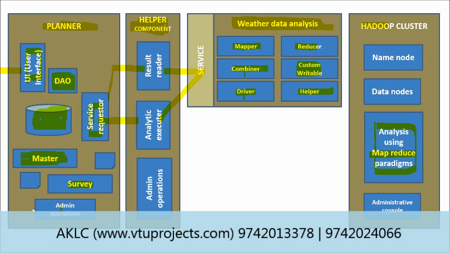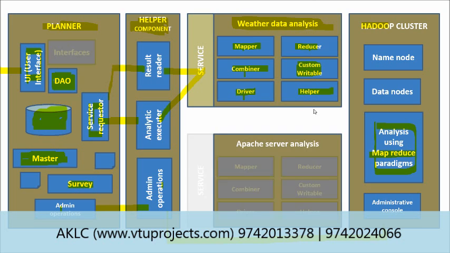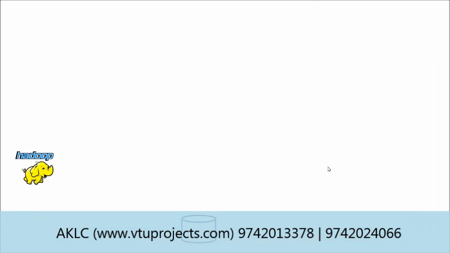So the meaning of admin operation is that through the front end itself, the user can communicate with this component, which in turn can communicate with Hadoop to start Hadoop or stop Hadoop, like that. Just like we have this weather data analysis, we can also have a log server analysis.